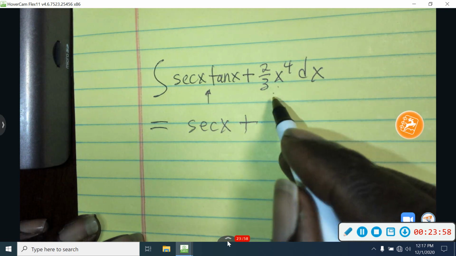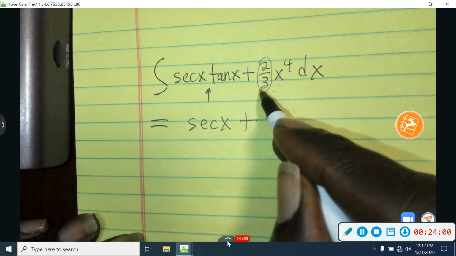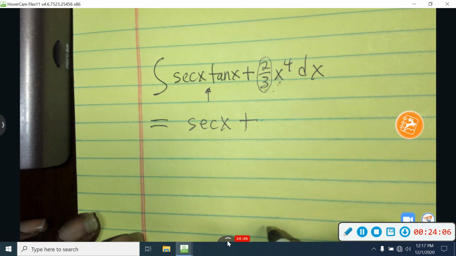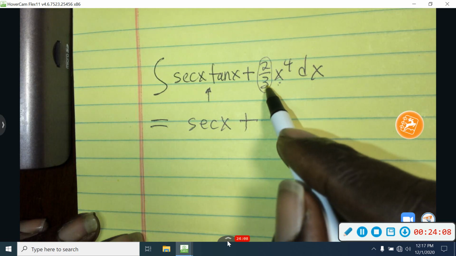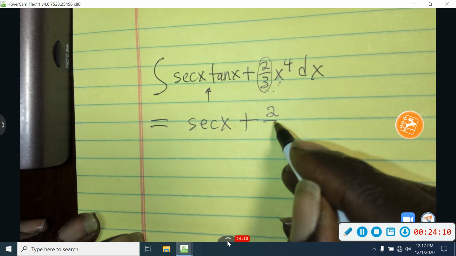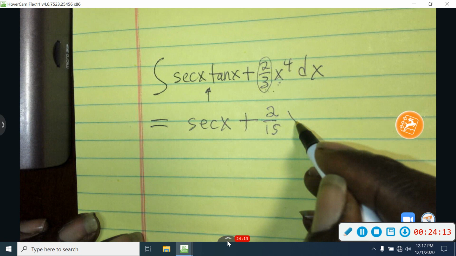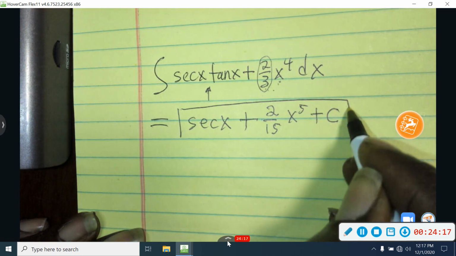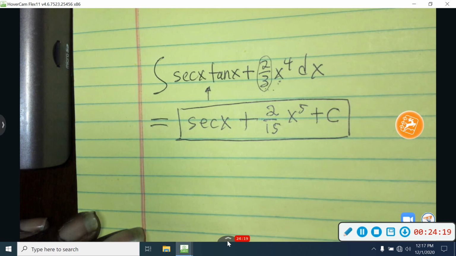And here the derivative ignores the constant by our property and goes to the function, which is a reverse power rule. Add 1 to 4, you get 5, then divide by 5. That 5 hits the 3 and makes 15. 2/15 x to the 5th plus a constant. See how rapidly you can do this? Okay?